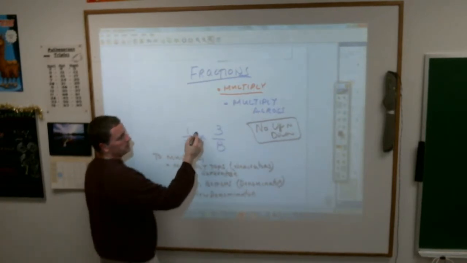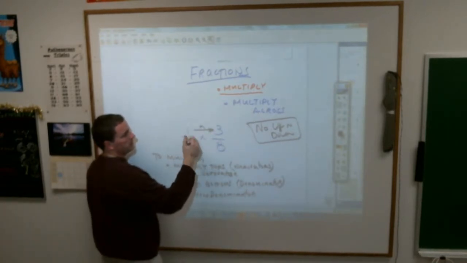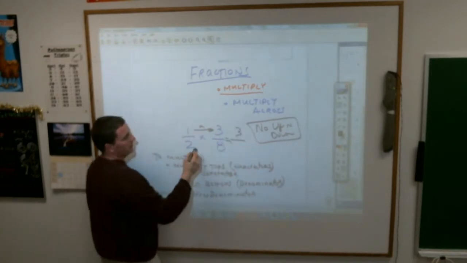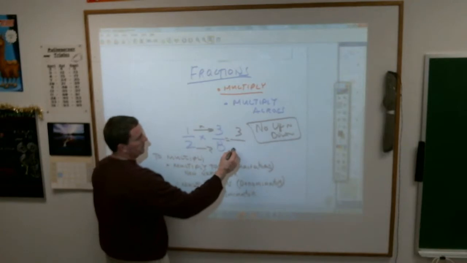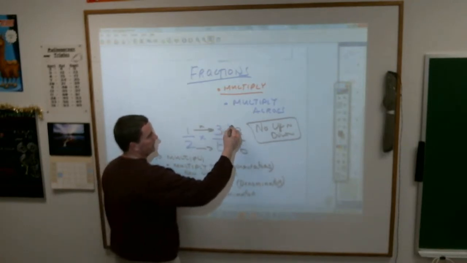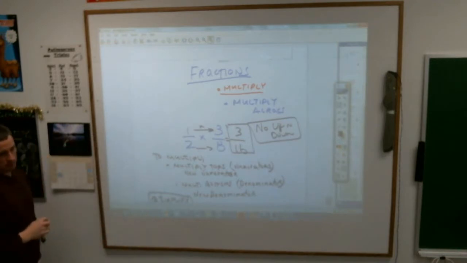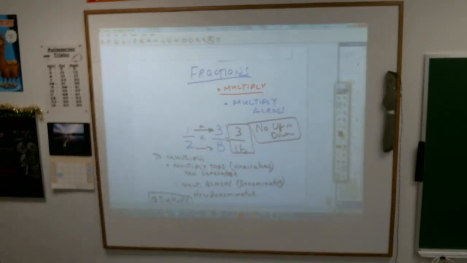To multiply these numbers, you just multiply across, which means 1 times 3 gives you your new top number, and 2 times 8 gives you your new bottom number, and this is your answer, 3/16. It's a pretty simple little process there.